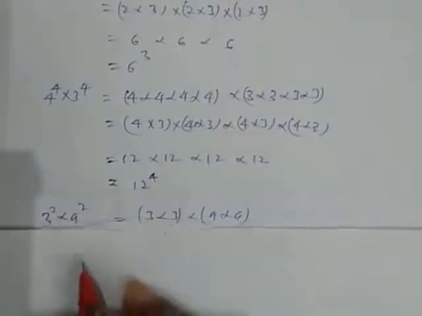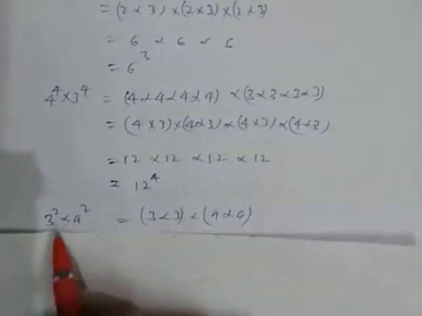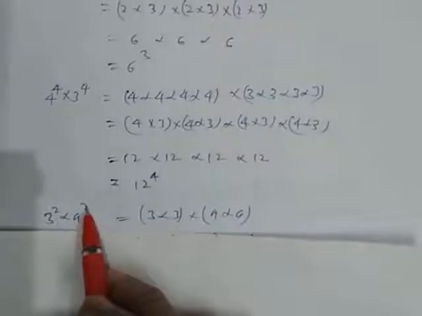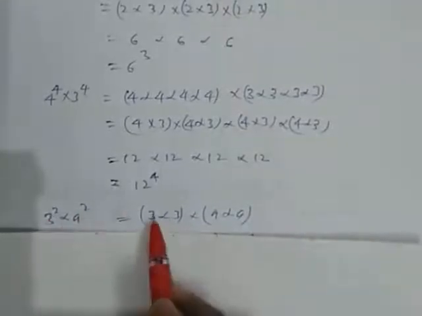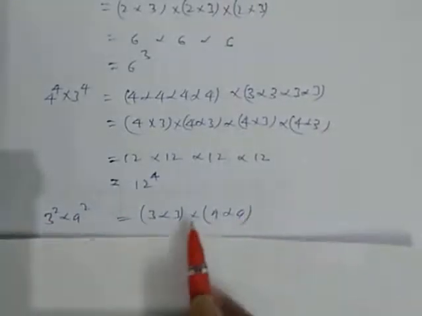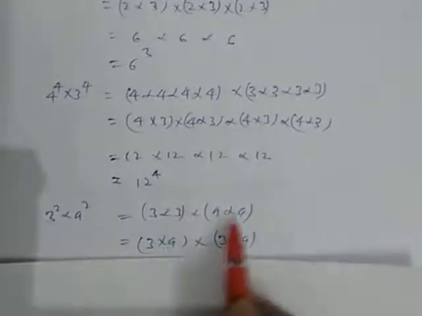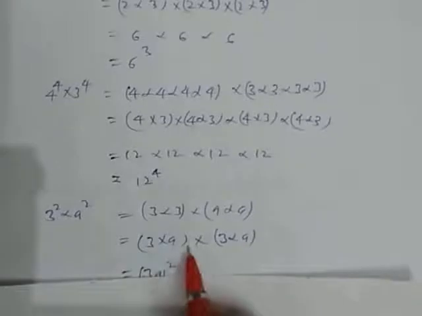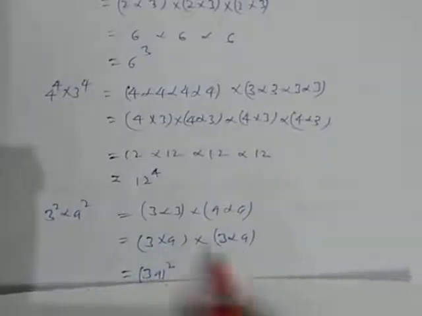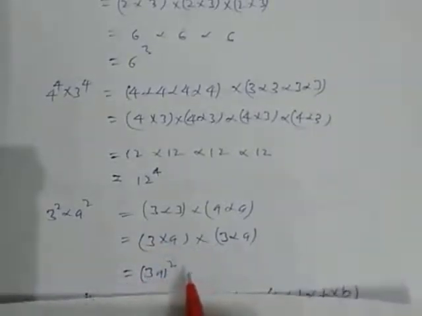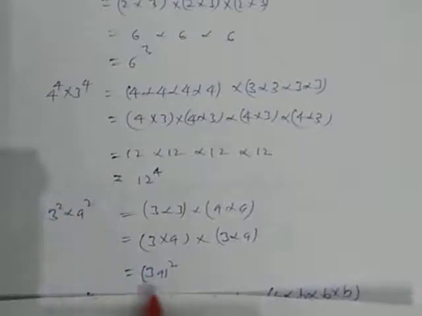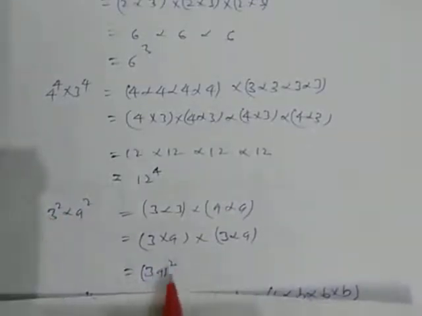Now we take some algebraic part. 3 square into a square. We expand it. 3 square is 3 into 3, a square is a into a. Now take one from each. 3 into a and 3 into a. So this becomes 3a and 3a. So 3a whole square. Here the exponent is 2. So here the exponent is 2 and 3 into a is 3a.